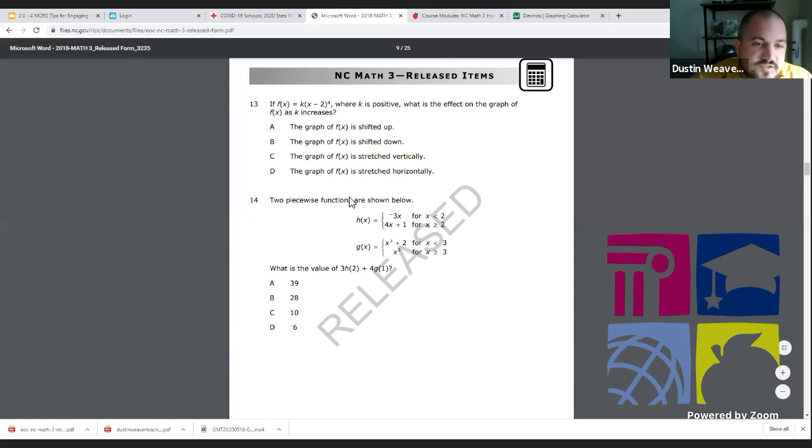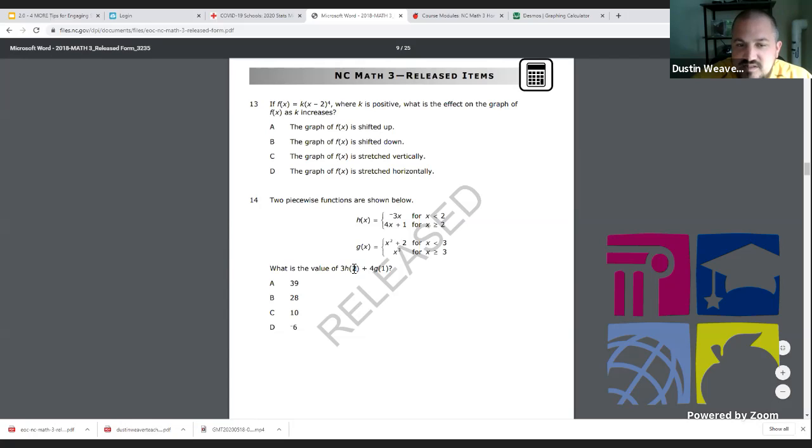All right, so let's move to question number 14. We have two piecewise functions here. They are shown. We have h of x and g of x. It says, what is the value of 3 times h of 2 plus 4 times g of 1? So h of 2, if we're going to plug 2 in for x, is when x is less than 2, we would use this equation. When x is greater than or equal to 2, we would use this equation.